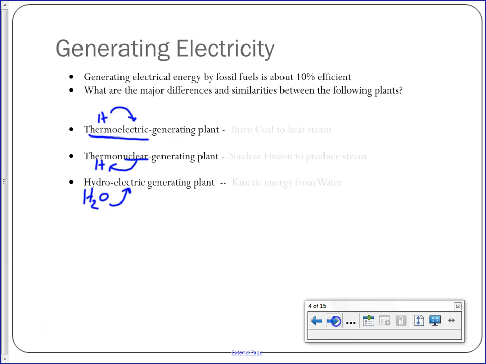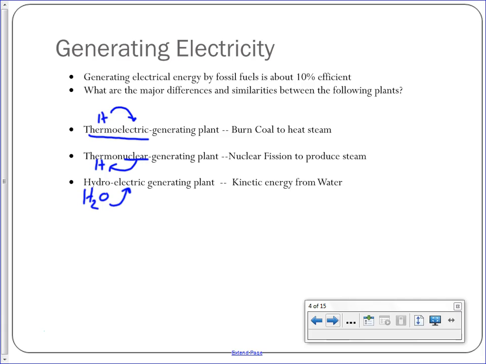So we can take a look at what we see here. In the thermoelectric generating plant, we're burning coal to heat steam. Steam then turns a turbine, which turns a generator and turns that wiring that we talked about in the last diagram. The next one, the thermonuclear generating plant, uses nuclear fission to produce heat and tons of energy, which produces steam, which turns a turbine. And then the hydroelectric generating plant uses the kinetic energy from water to turn the turbine.